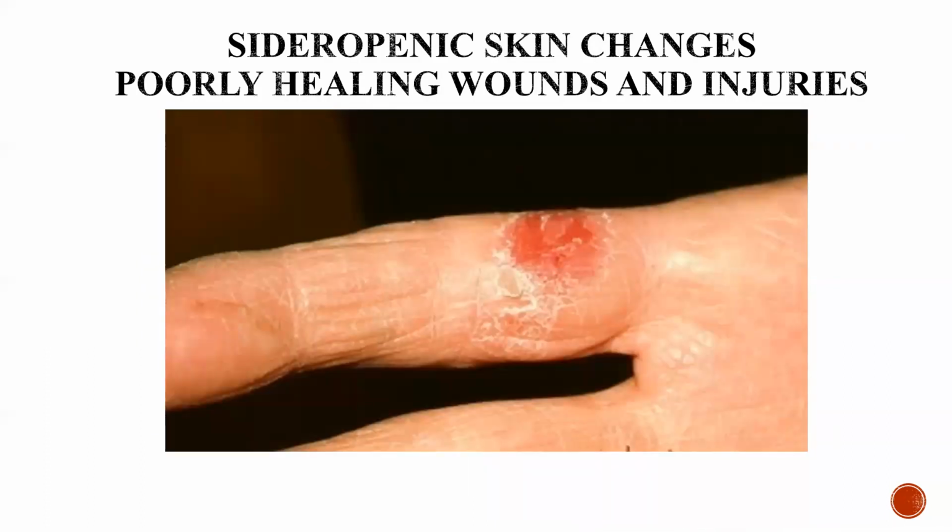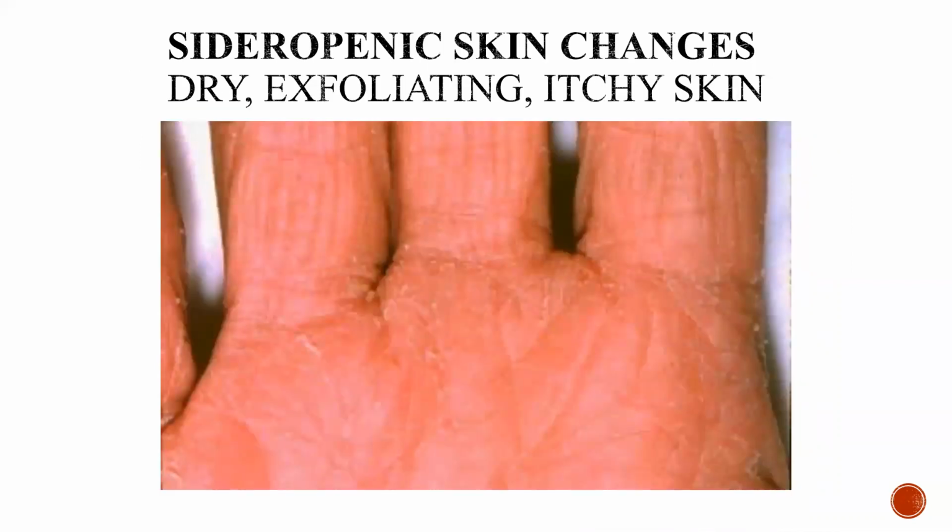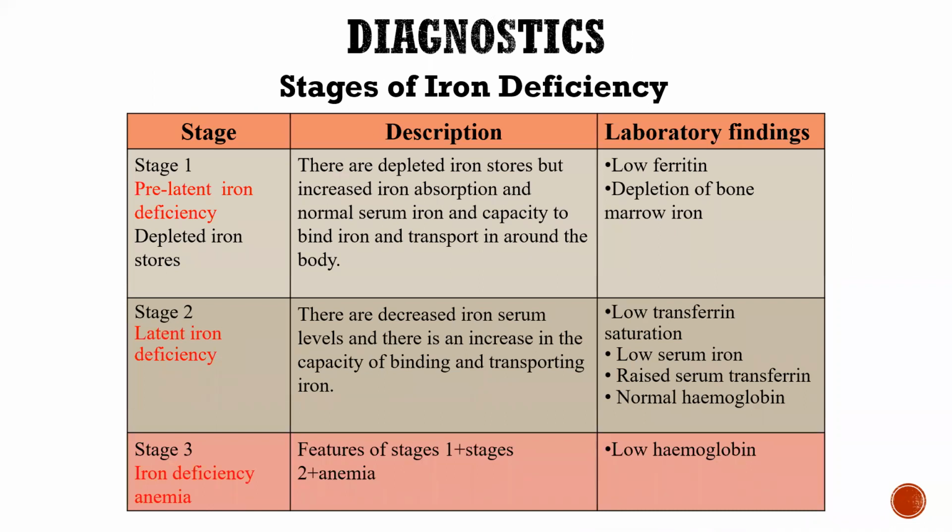Another presentation of sideropenic syndrome is poorly healing wounds and injuries, and dry, exfoliating skin. There are three major stages of iron deficiency: pre-latent iron deficiency with depleted iron stores, latent iron deficiency, and iron deficiency anemia, represented by low hemoglobin and features of the first and second stages plus anemia. In the first stage, pre-latent iron deficiency, there are depleted iron stores, but increased iron absorption and normal serum iron and capacity to bind iron and transport it around the body.